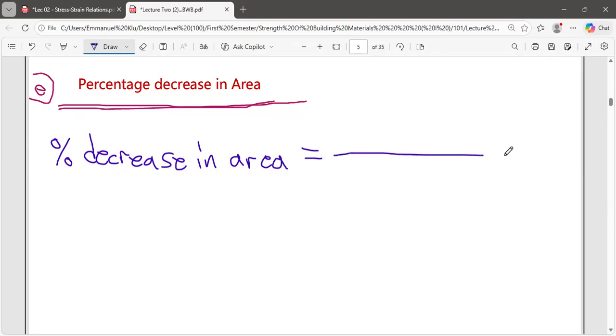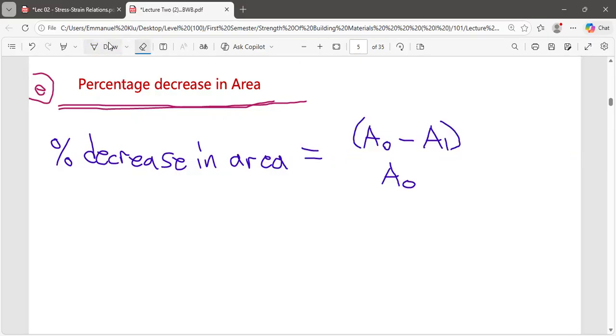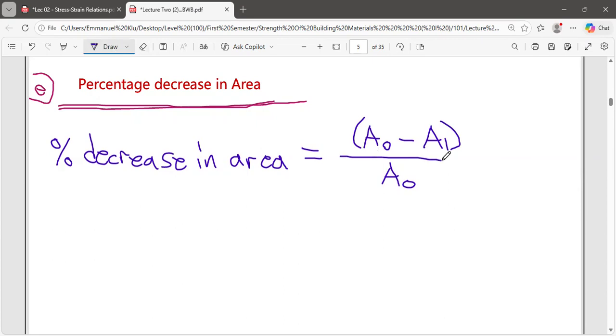Our percentage decrease in area is equal to our A0 minus the A1, all over the A0. Always remember to put these in brackets, expressed as a percentage, times 100. So let's all do this together and let's see the answer you're going to get. This still remains.